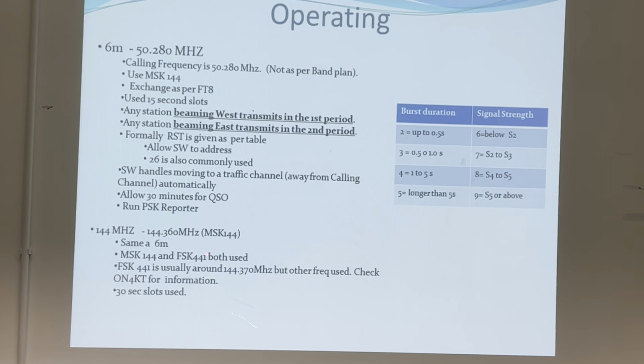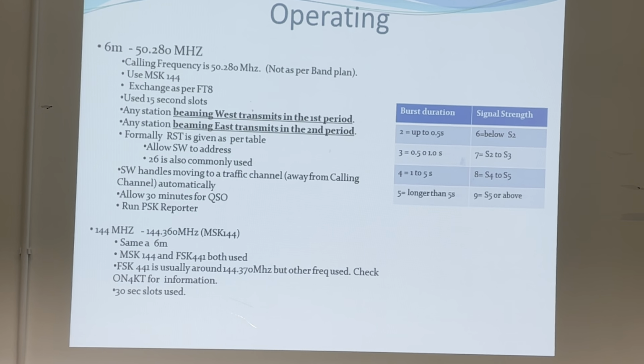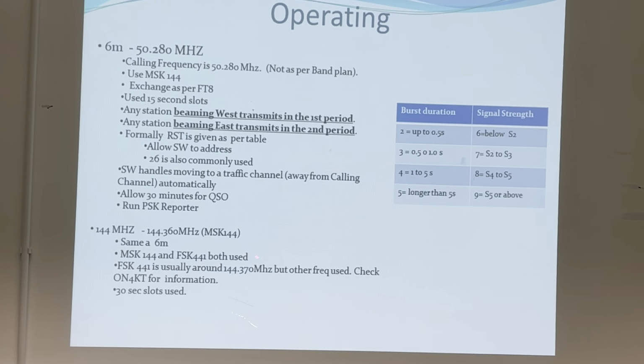However, FSK441 is still used, and that's normally used around 144.370. But it tends to be people that are setting up calls to one another and setting up DX calls. So really, you need to just keep an eye on ON4KT. That will give you an indication. That will show you if anybody's calling in your direction.